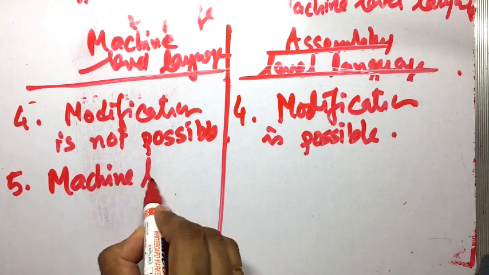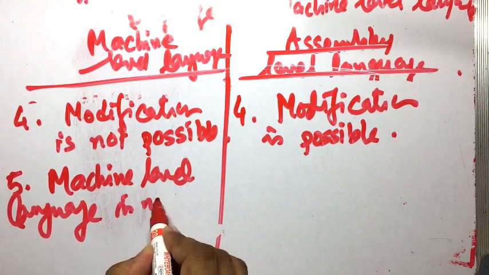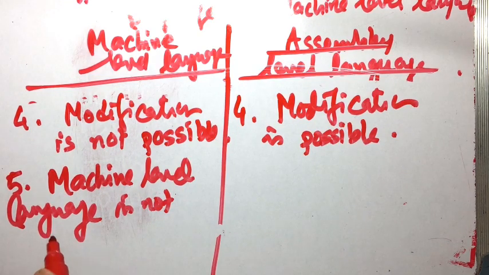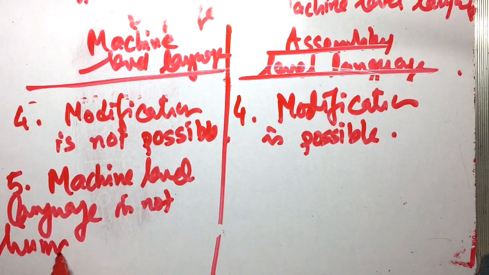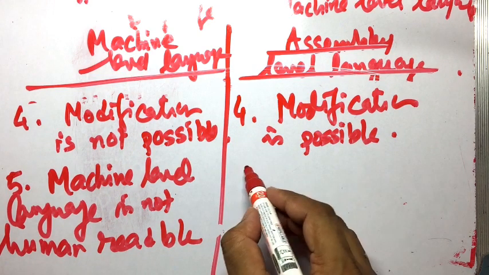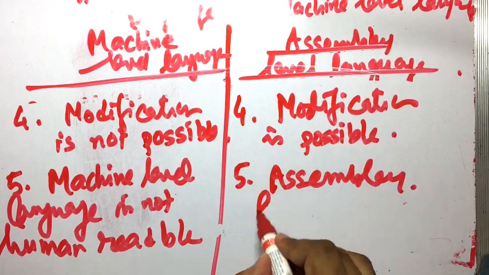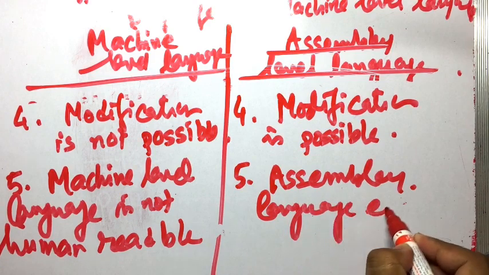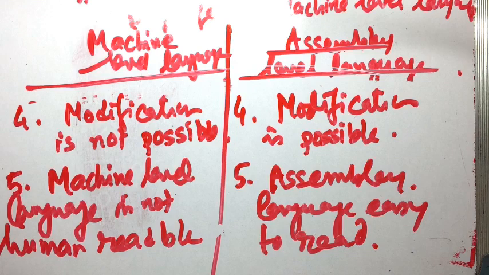Next, the machine level language is not human readable. It consists of 0 and 1, so it is not easy to understand. Assembly language is easy to understand, easy to read and develop, and it is possible to modify.